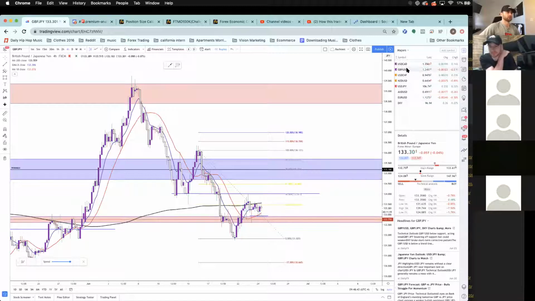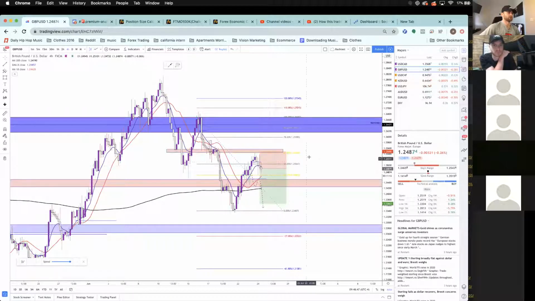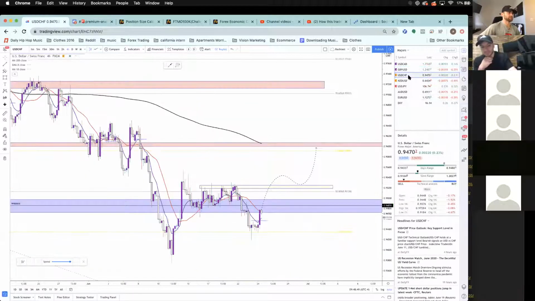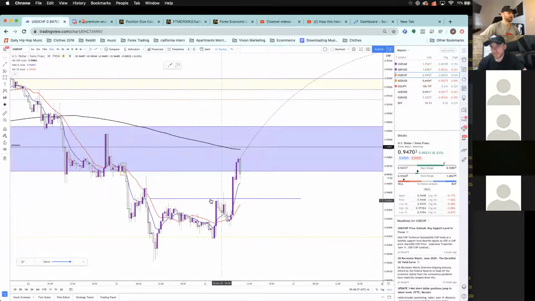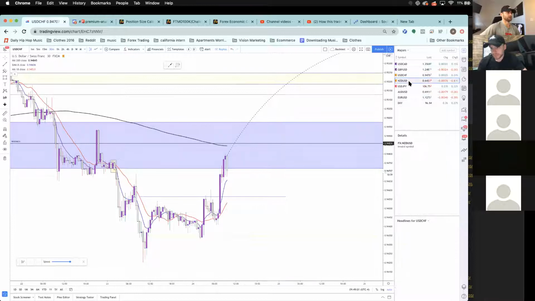Went through it pretty quickly, but basically, UCAD, GU, we're watching very closely, looking for potential trades. USEF, we're waiting for this 4-hour level to break, but on 30-minute, we do have a break of structure. We could potentially get long. We just need to go a little bit higher.